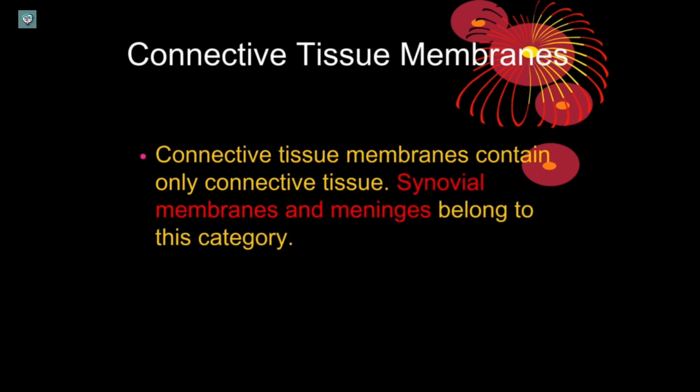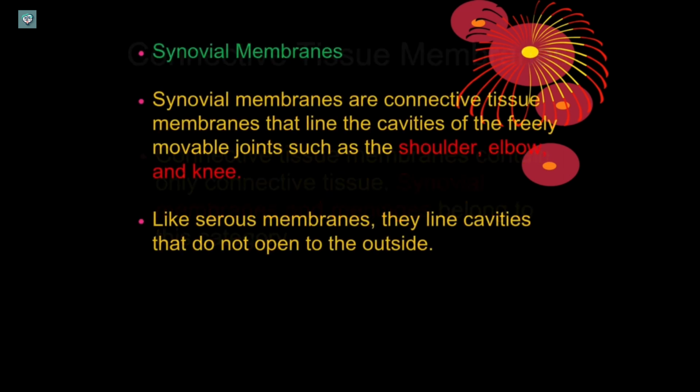Connective tissue membranes. Connective tissue membranes contain only connective tissue. Synovial membranes and meninges belong to this category. Synovial membranes. Synovial membranes are connective tissue membranes that line the cavities of the freely movable joints, such as the shoulder, elbow, and knee. Like serous membranes, they line cavities that do not open to the outside.